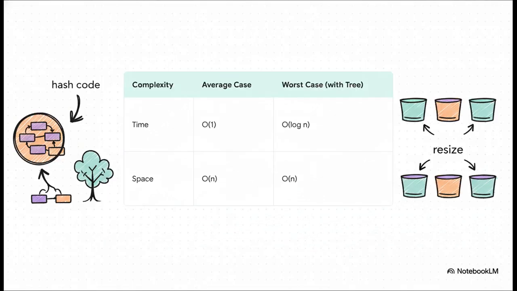So here's the bottom line. On an average day, which is most days, a hash map gives you that incredible O(1) constant time performance. It's basically instant. And in the absolute worst case scenario, thanks to that clever upgrade to a tree, the performance only dips to O(log n), which, trust me, is still remarkably fast.